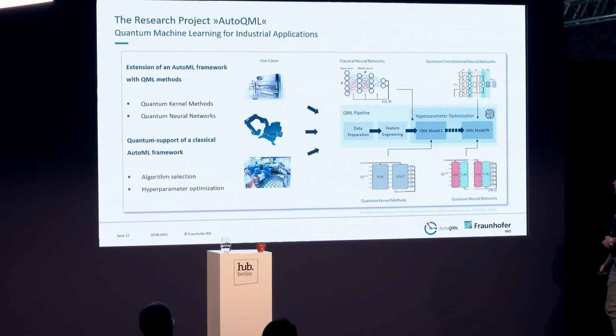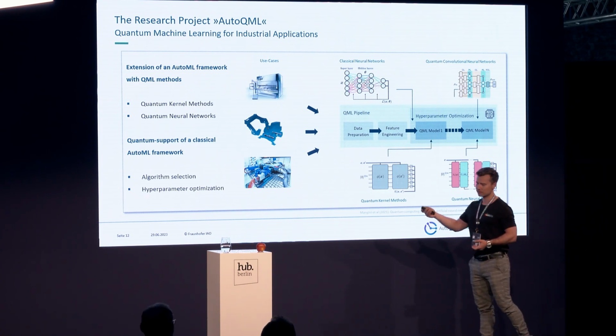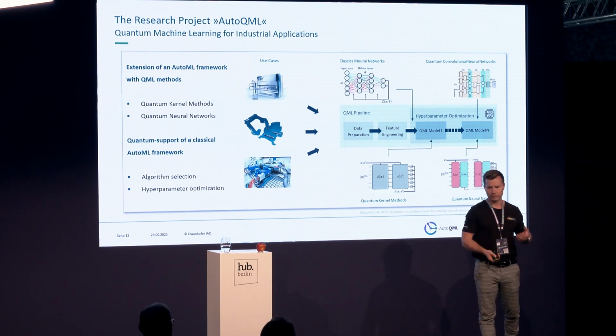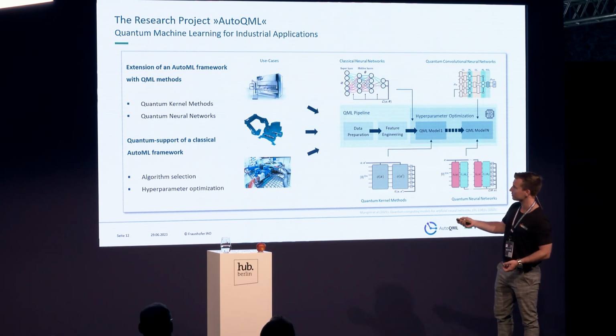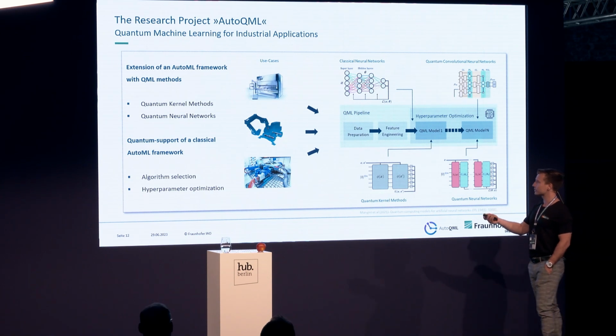And how do we now improve this with quantum machine learning? We add to this classical, so random forest, neural networks, CNNs, we add here new methods like quantum kernel methods, like quantum neural networks.